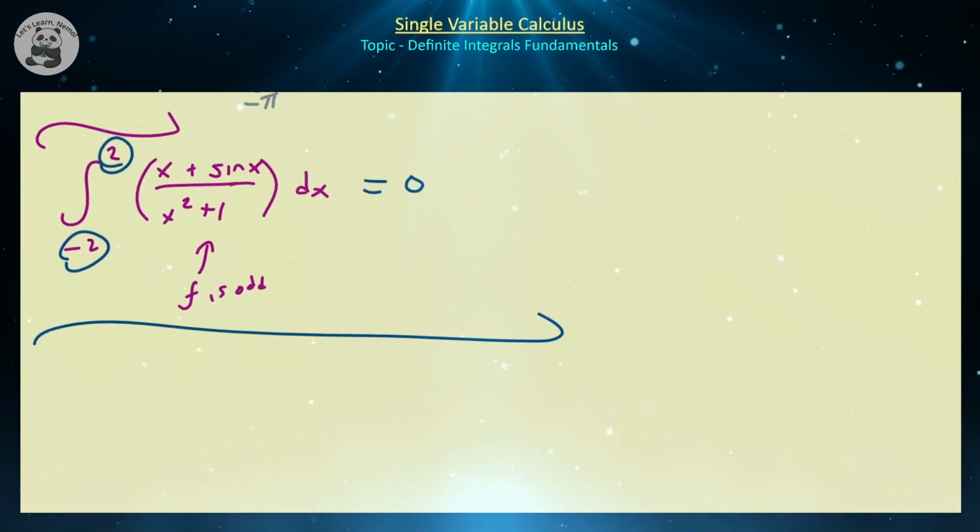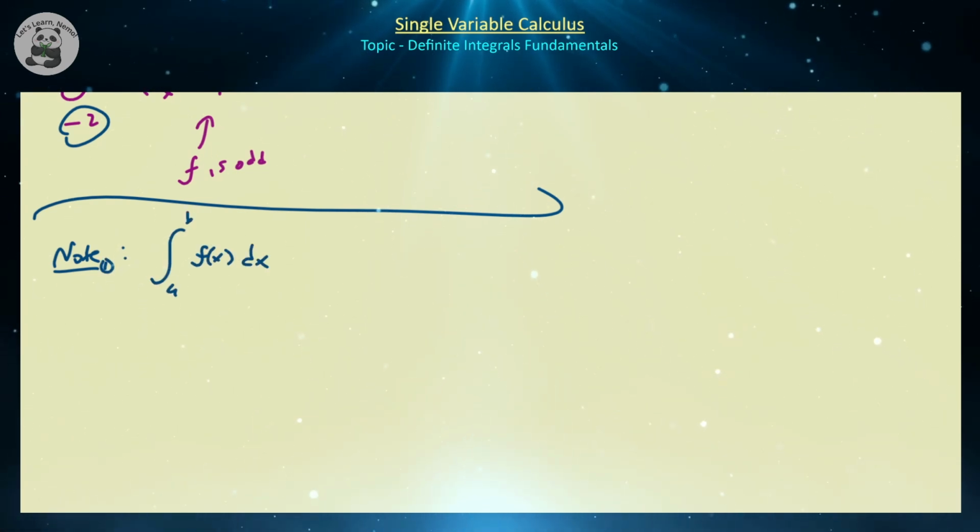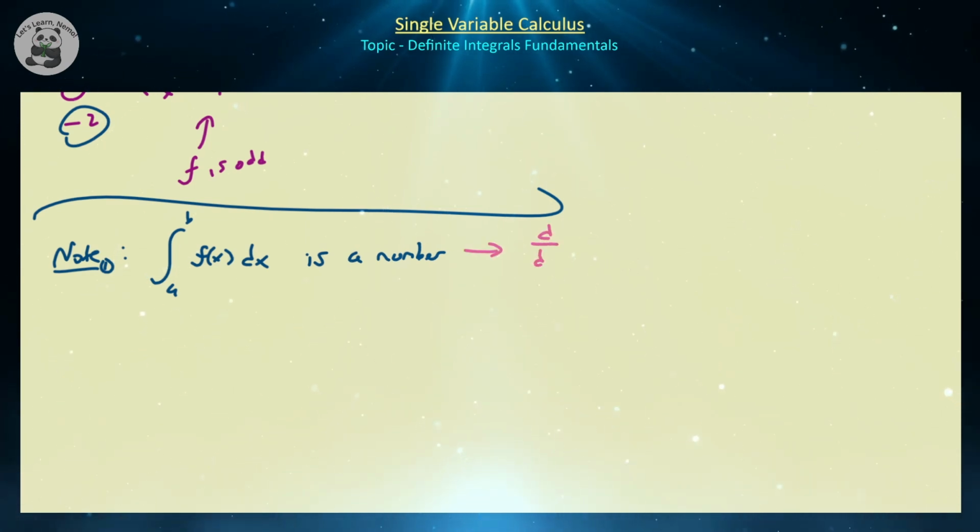Now, another subtle note, in case you haven't realized, is the following. If we have the integral from a to b of f of x dx, this represents in some sense the area underneath the curve. So this is actually just a number. So if somebody tries to be a little bit fancy and says, what is the derivative of the integral from 5 to 7 of e to the minus x squared dx?